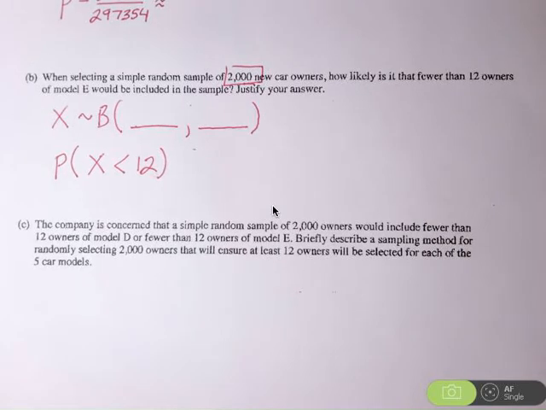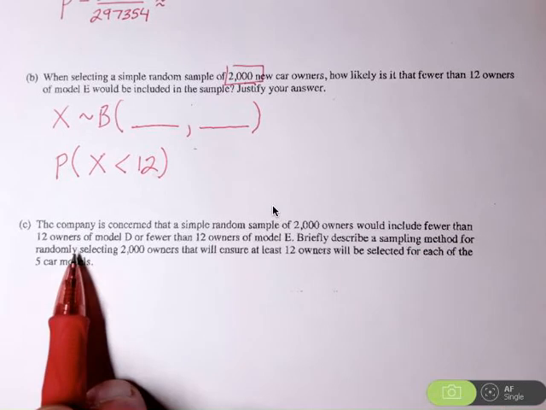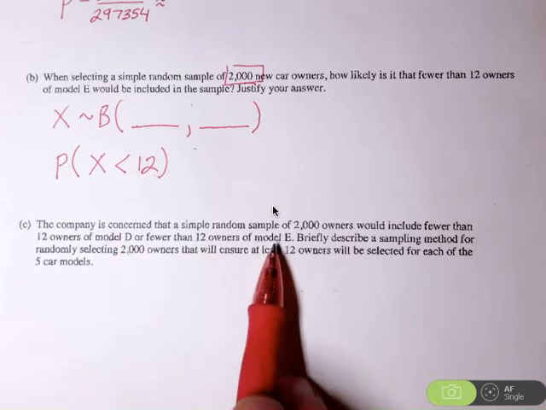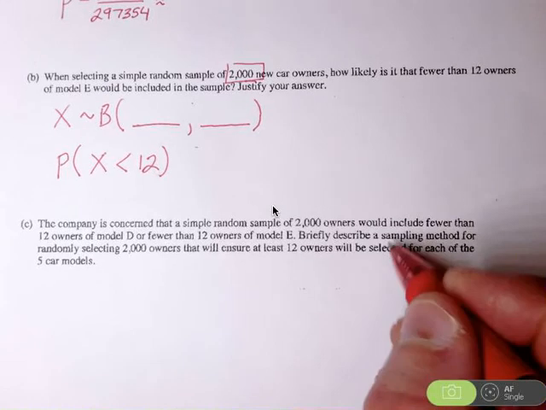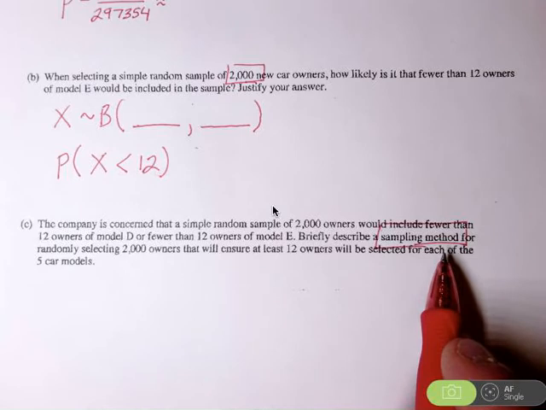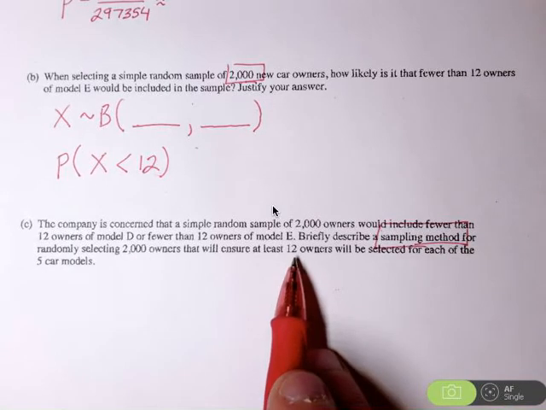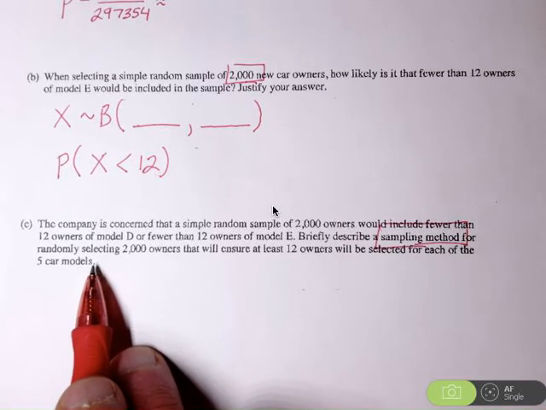And then the last part of the question is a good review question. The company is concerned that we would include fewer than 12 owners of the newest models that this company is producing, Model D and Model E. So briefly, just a sentence or two, describe a particular sampling method. You want to be specific about the method that you are choosing for selecting these 2,000 owners so that you make sure you get at least 12 owners for each of the 5 car models. So again, a couple of sentences there is more than enough.